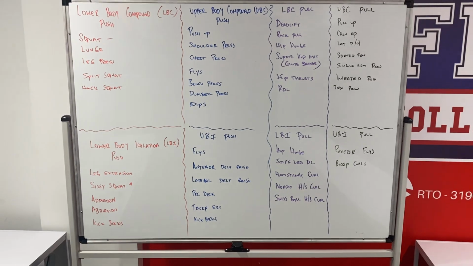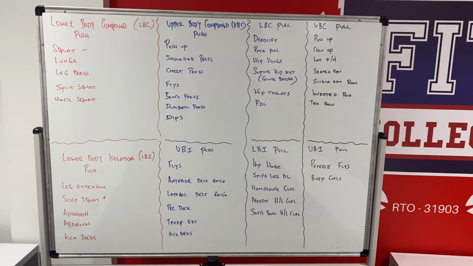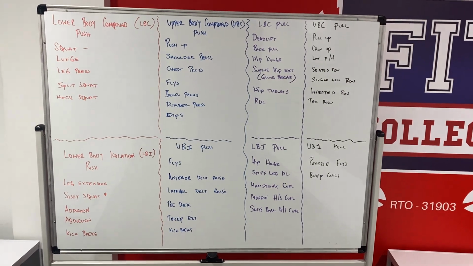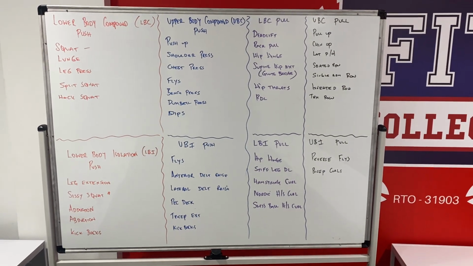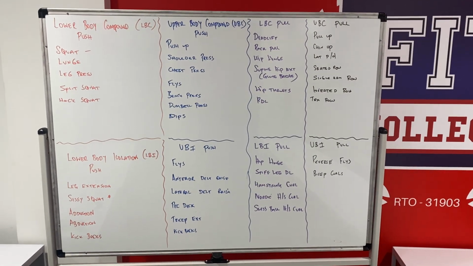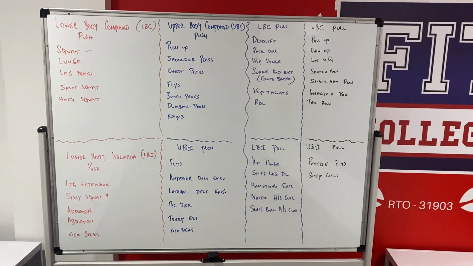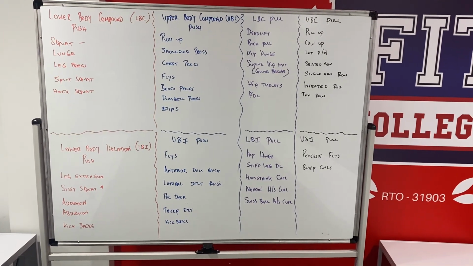So if we're going back through the series of videos where we're asked to prioritize compounds before isolations and then isolations before core, this could be a really good little exercise to do prior to punching it into your program template. Just make sure that you've got them in the right families, in the right categories, so that it's a balanced program when you put pen to paper.